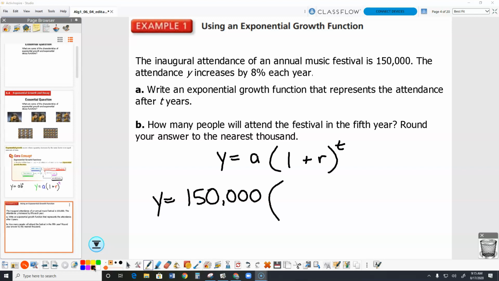Times 1 plus, all right, our rate. It says that our rate is 8%. Now we're going to need to change 8% to a decimal. So we're going to move the percent sign, squish it down into a little decimal, and move it 2 places to the left. So that will give us 0.08.